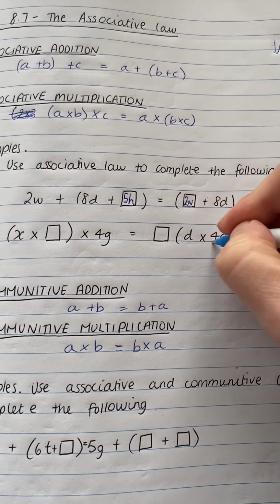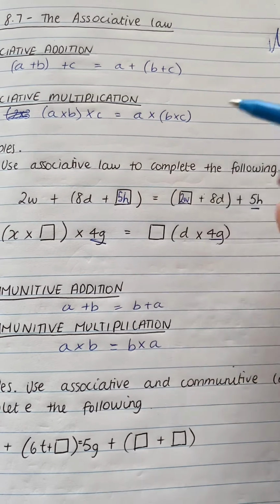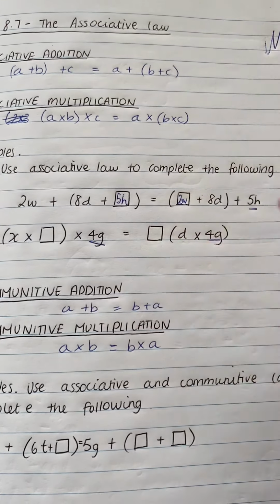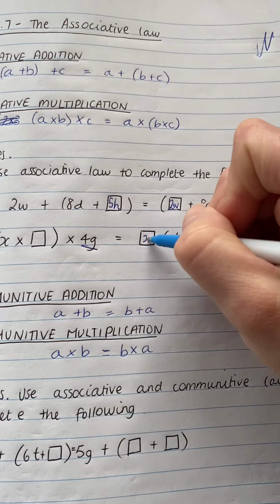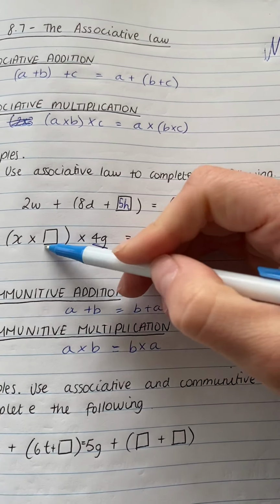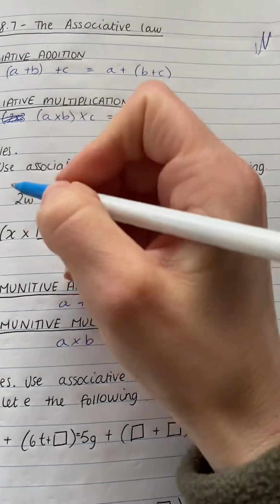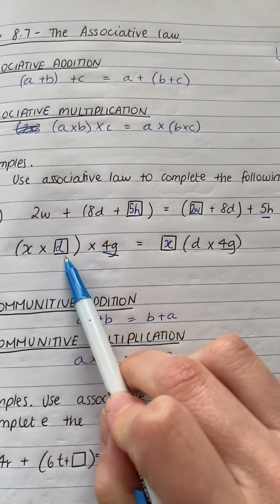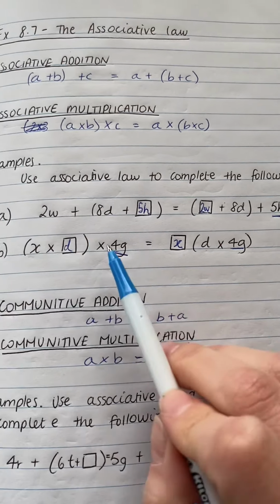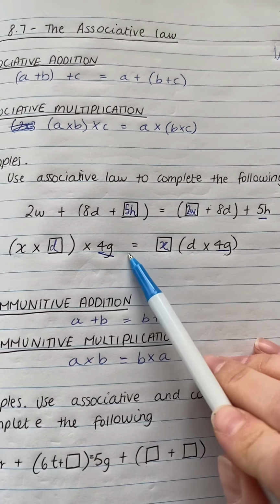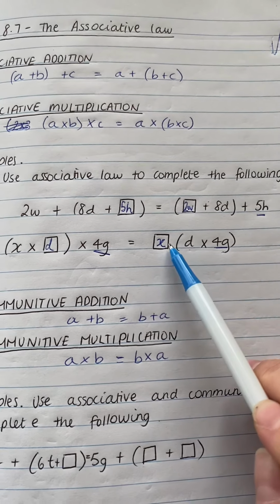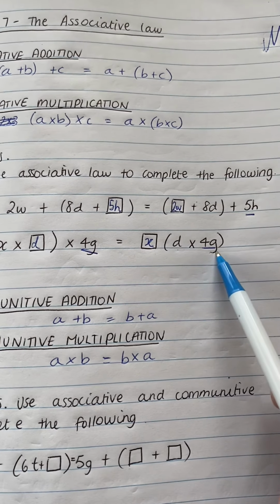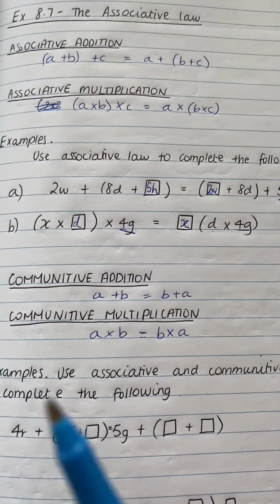So we know we've got this in both sides. And what we don't have over here that we do have here is an x, so let's put that in. And what we don't have on this side is this d, so we can put that in. So essentially what we're saying is x multiplied by d in brackets multiplied by 4g is the same as x multiplied by d multiplied by 4g, same thing. So we've easily filled that out.